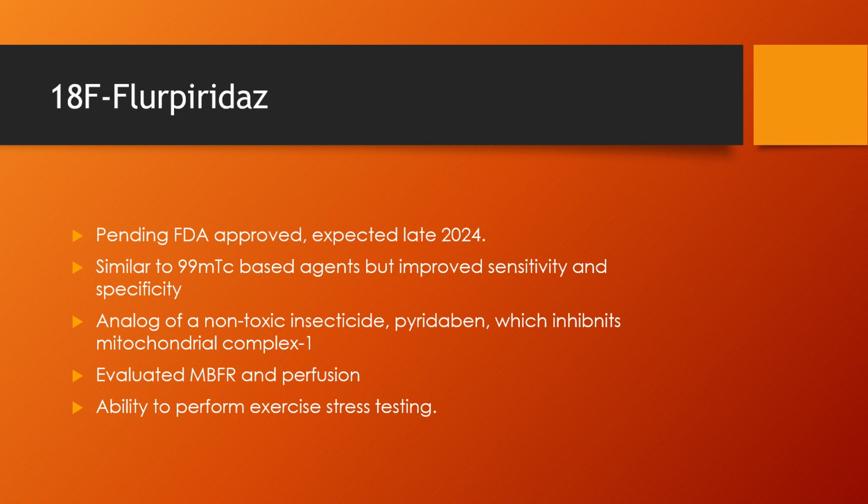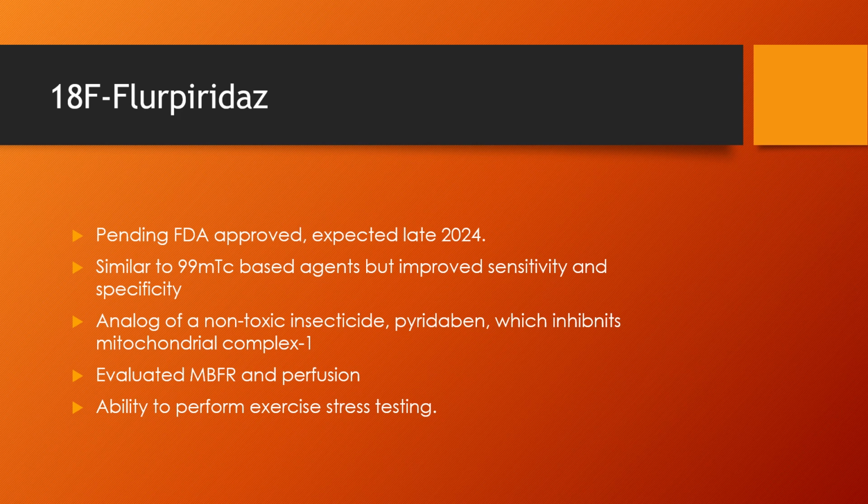Exercise testing is theoretically better for MPI because you get the actual true assessment of what that patient's heart looks like when they are stressed and they are exercising. You get a more true picture of their natural vasodilation, and you get the exercise EKG along with it, as well as evaluation of their symptoms and things like that.